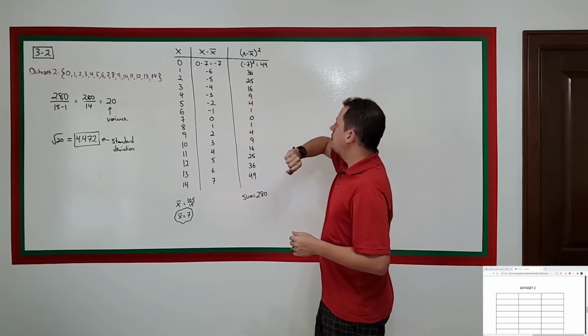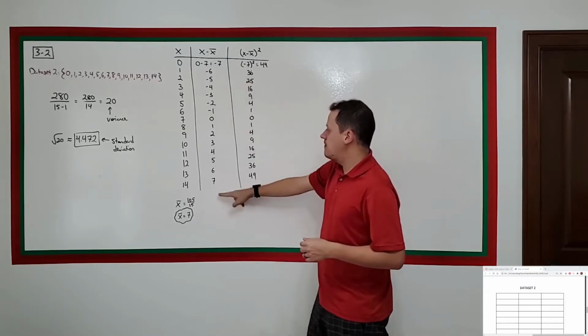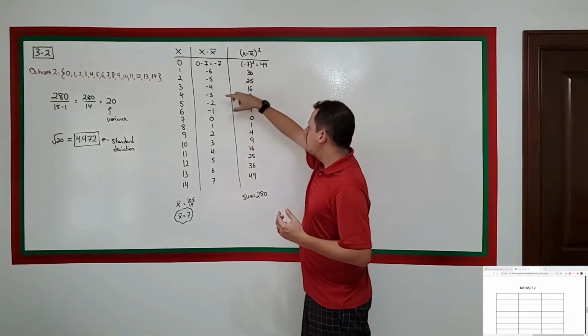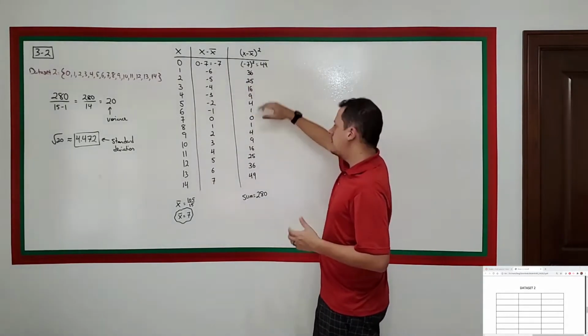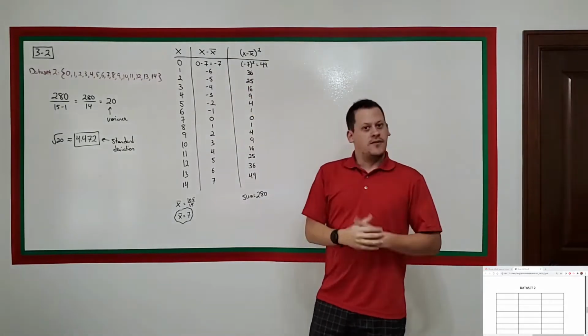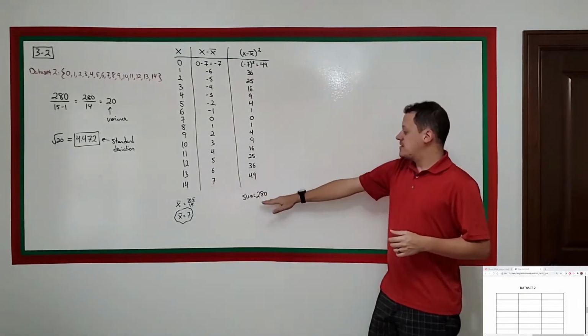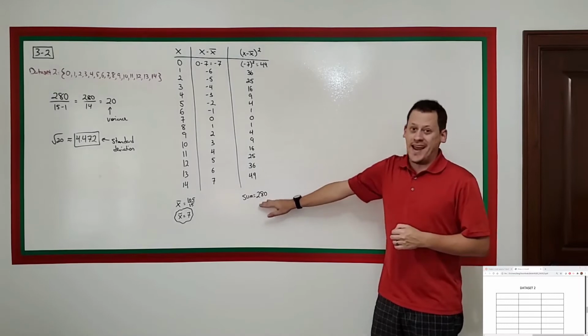And then for our third column, we're just taking the values in the second column and squaring them. So these negative values here become positive and squared, and then these are just those values squared as well. We add up all the numbers in this column. That should give you 280.